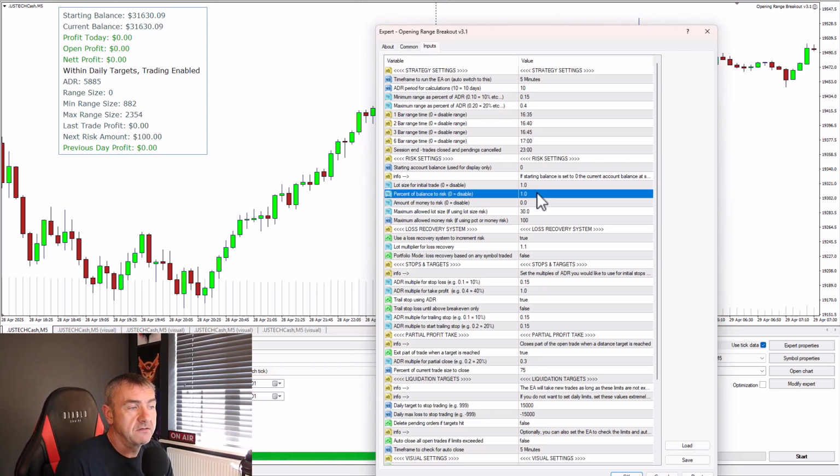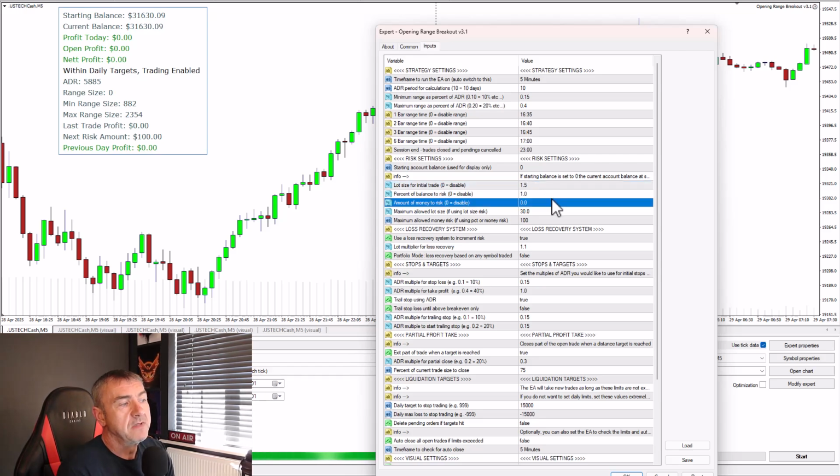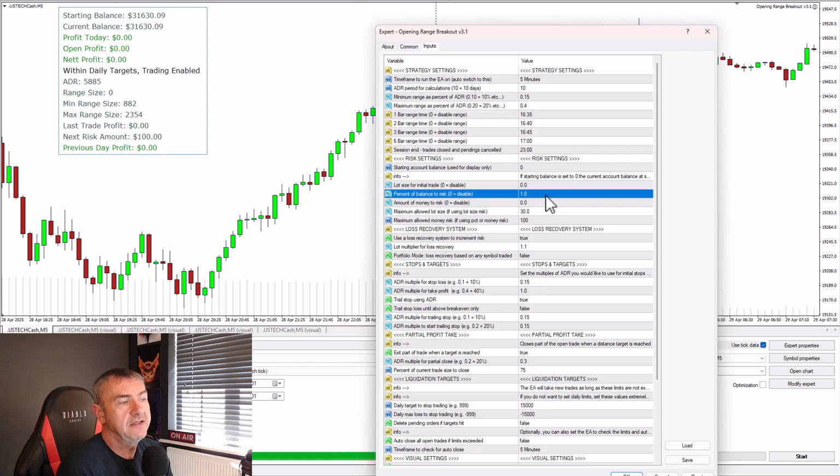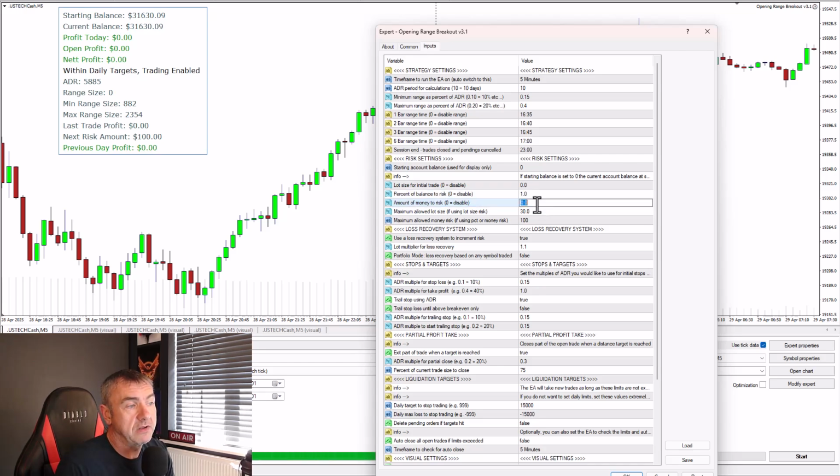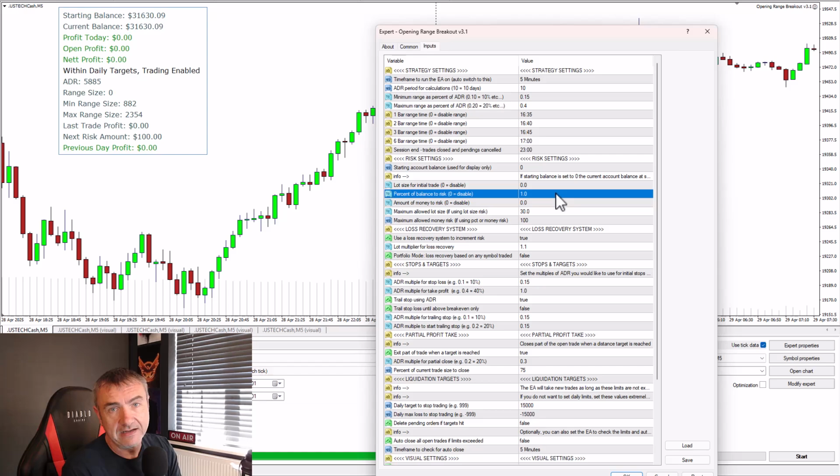If you're using CFDs, you can trade anything you like. So you can trade 1.5. So this is the actual lot size that will be placed. Most people, however, will tend to use either a percentage balance of their risk or a fixed amount of money to trade with. So I personally like to use a percentage risk of my account. So if you set that to 1, what the EA will do is it will automatically calculate the right lot size for 1% of your current account balance.